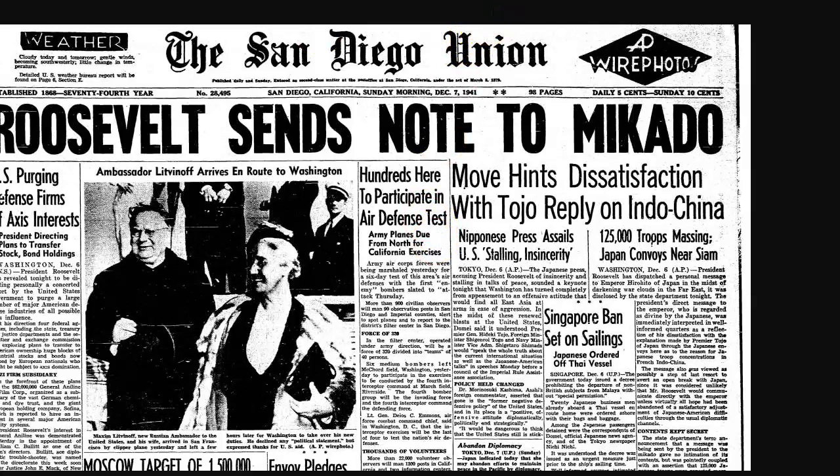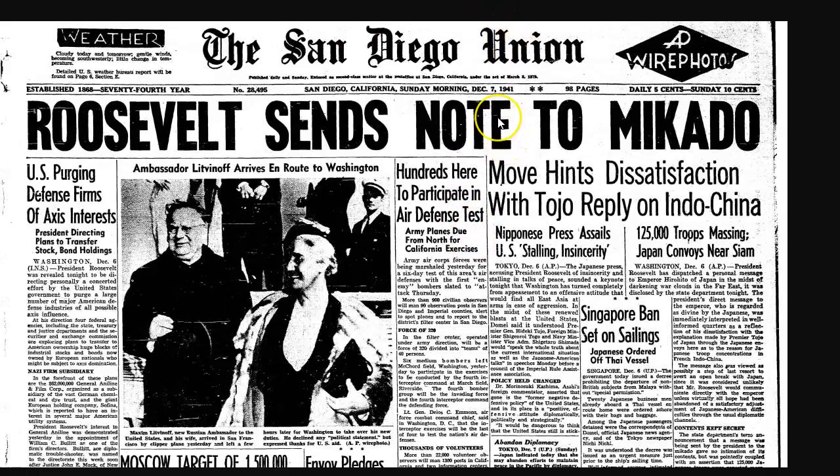December 7th, this is the morning newspaper. So this was printed the night before. Yeah? So this is the news from December 6th. You woke up in the morning and this was the headline. Roosevelt sends note to Mikado. The Mikado was actually very incorrect, but common word used for the Japanese emperor.